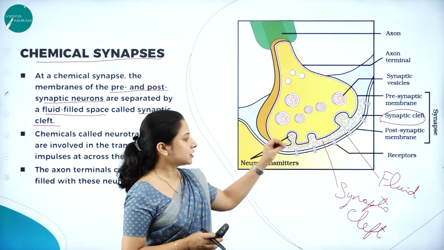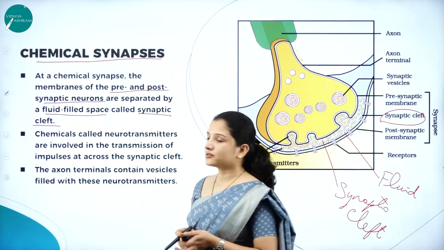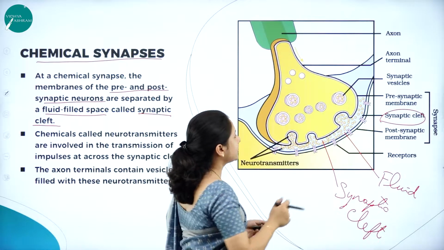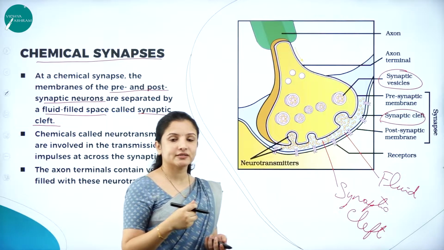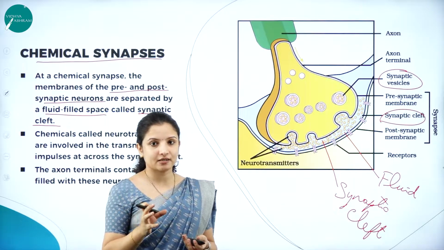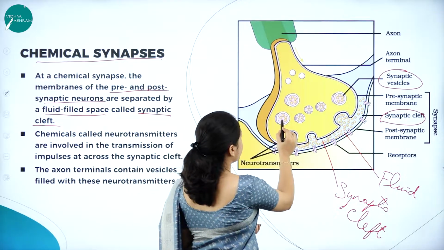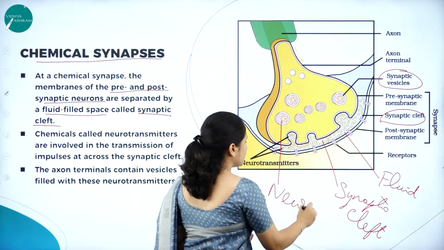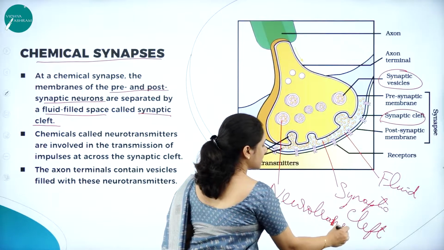Because of the presence of a gap, and a fluid-filled space here, what happens? Here we have the synaptic vesicles. What is there inside the synaptic vesicles? Neurotransmitters. What are those neurotransmitters? They are nothing but chemicals. The small yellow round things that you can see are the neurotransmitters, and when I say neurotransmitters, they are nothing but chemicals.